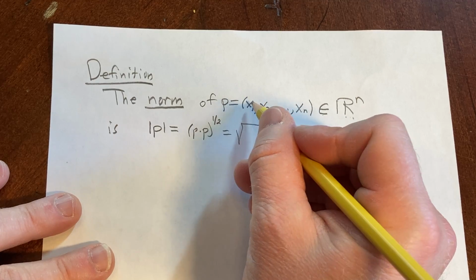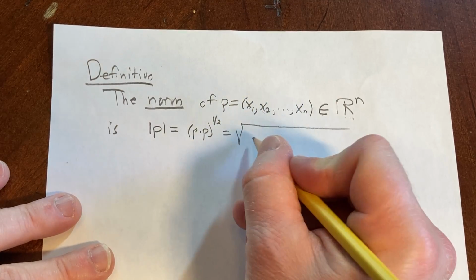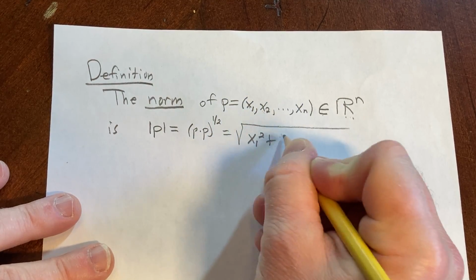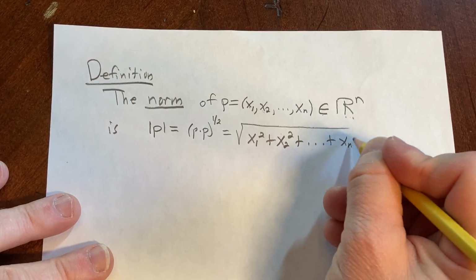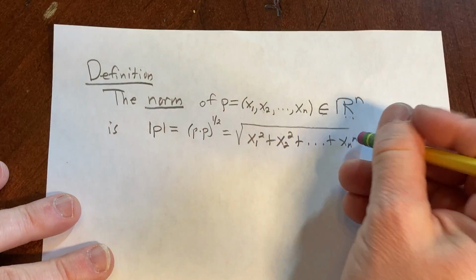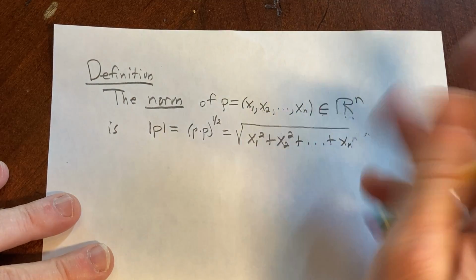So you multiply x1 times x1 plus x2 times x2. So they end up being squared. That's why they're squared. And then this would be x sub n squared. Whoops, that's a 2, not an n. That's a 2.